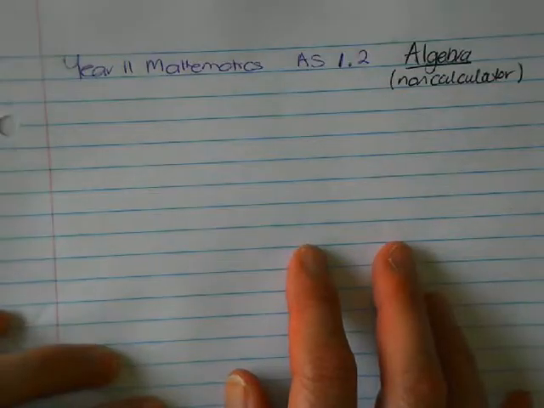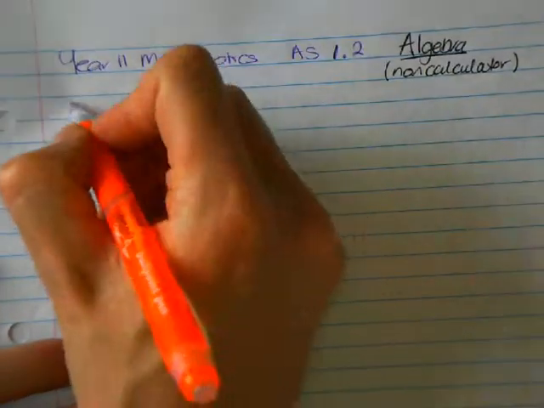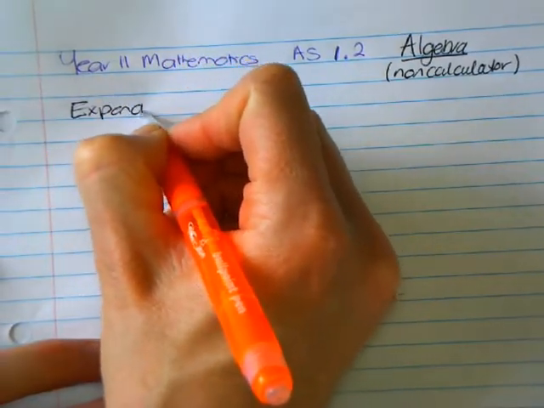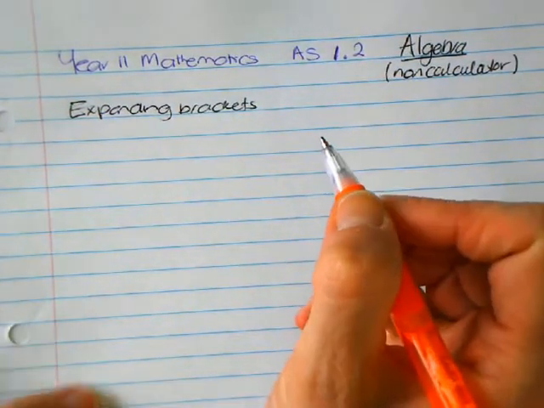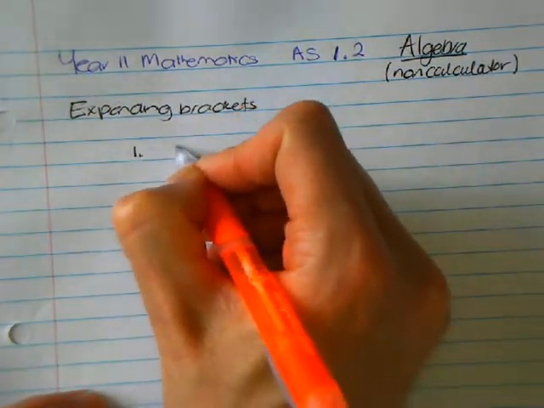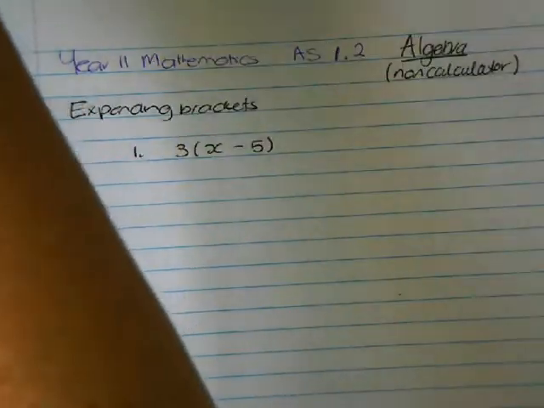Okay, this is Year 11 Mathematics Achievement Standard 1.2, and we're going to do some expanding brackets. I'm going to start off with some basic ones, like just single bracket expansion: 3(x - 5).